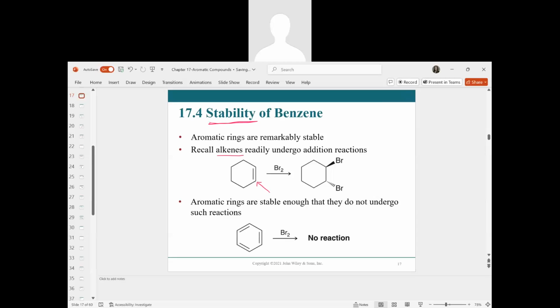this cyclic alkene, readily will undergo addition reactions. So here we have added molecular bromine across the pi bond in this fashion. We can see the stereochemistry represented in our product. But if we were to try and react an aromatic ring, such as benzene down here, with that same reagent, with Br2, there would be no reaction. So why is this the case?